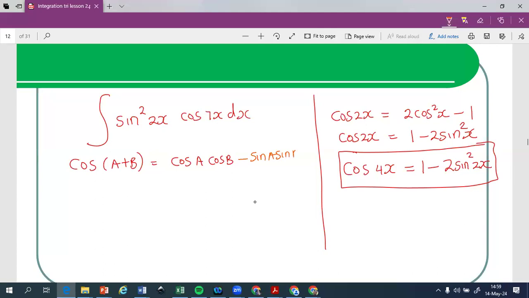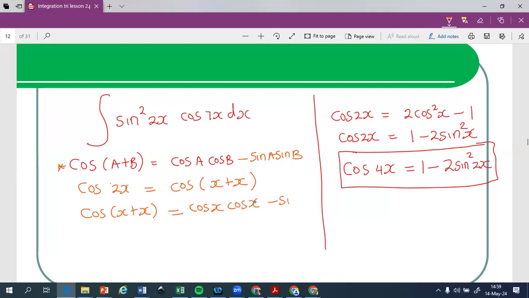Sine. Hope that is fine, members. So when I have cos of 2x, I know that cos 2x is the same as having cos of x plus x, because 2x means x plus x. So when I apply this, I'll have cos x cos x minus sine x sine x, because my a is the x and the b is the x.